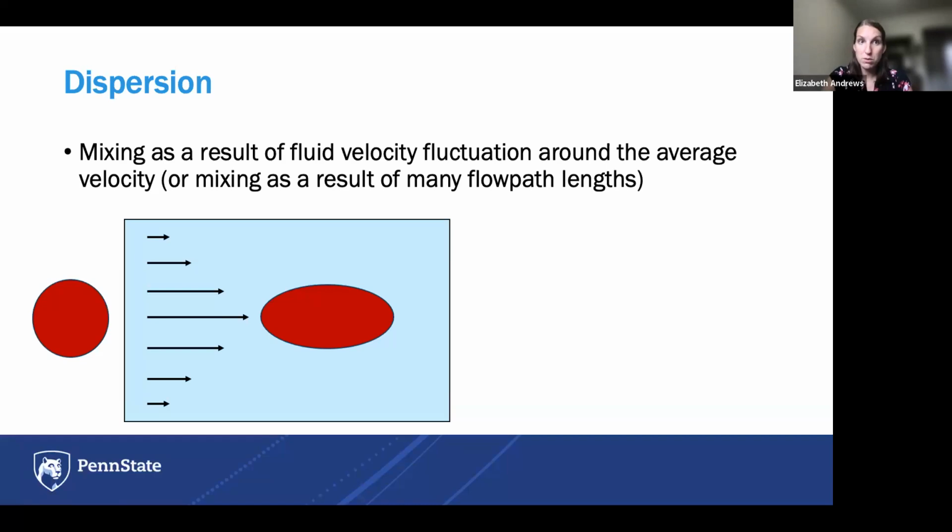It can also be the result of mixing of many flow paths. And that's going to be really important for us with the BioRT-HBV model, because we distinctly represent three flow paths, which each have different lengths, and then that will contribute to this dispersion in the system.